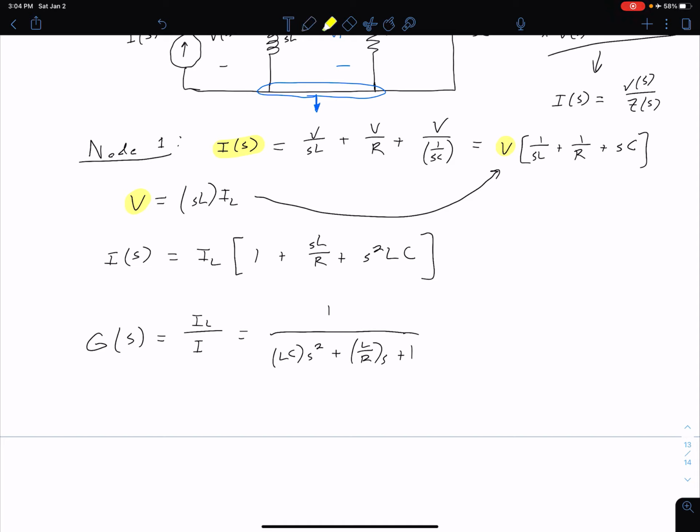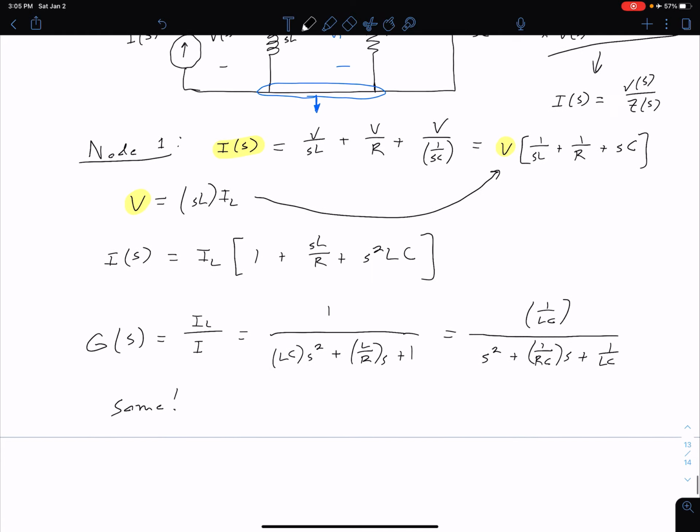Oftentimes it's useful to have the coefficient of the highest order term in the denominator be 1. So if we want to do that, we want this to be s squared. We see we're essentially just dividing through our denominator by LC. So this second term then becomes 1 over RC times s, and our constant is just 1 over LC. And since we divided the denominator by that, we need to also divide the numerator to get 1 over LC. And so of course we can see that this is the same result that we got in the previous video, but hopefully that was a whole lot less painful than all of those tricks and games we were playing to get our expression in the time domain.